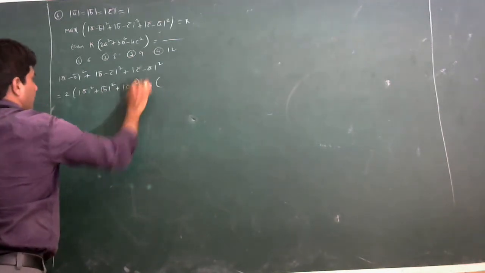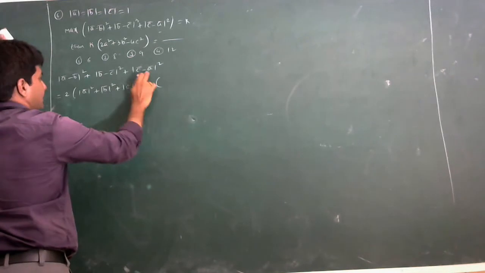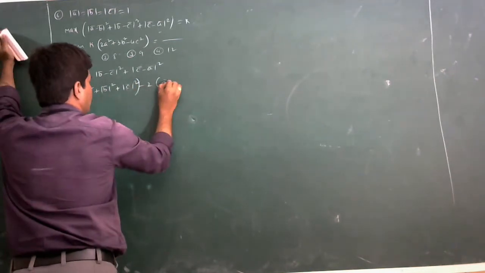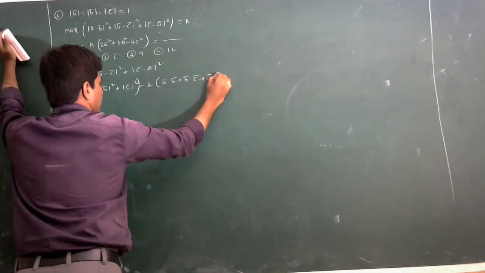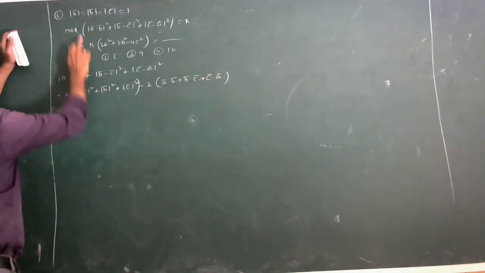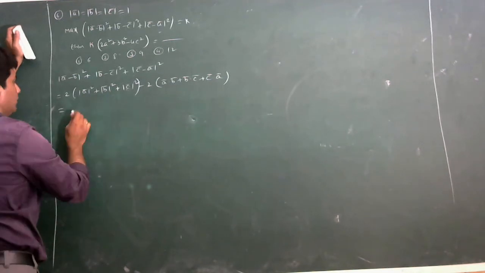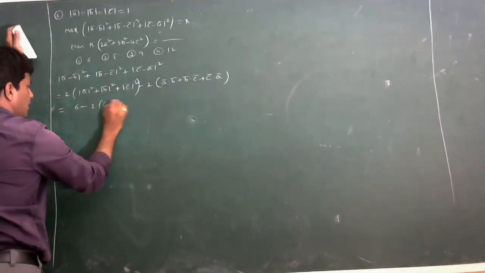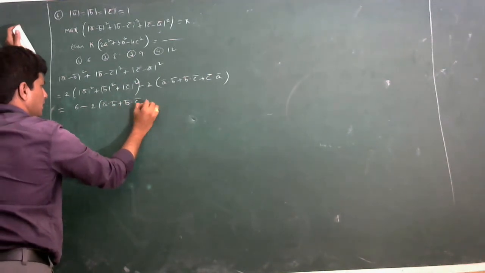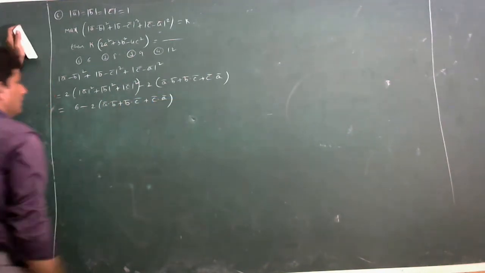Again minus 2 common here: A dot B, B dot C, C dot A. Take minus 2 common, already I got here. This is minus 2 into A dot B plus B dot C plus C dot A. Directly I am writing here. This is given 1 because A bar is a unit vector. 1 plus 1 plus 1, 3, 2 into 3, 6, minus 2 into A bar dot B bar plus B bar dot C bar plus C bar dot A bar.